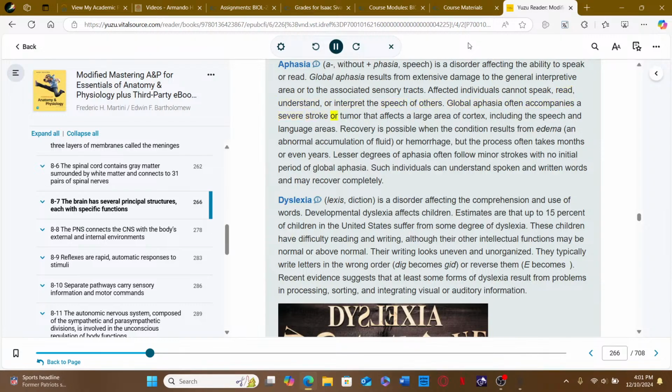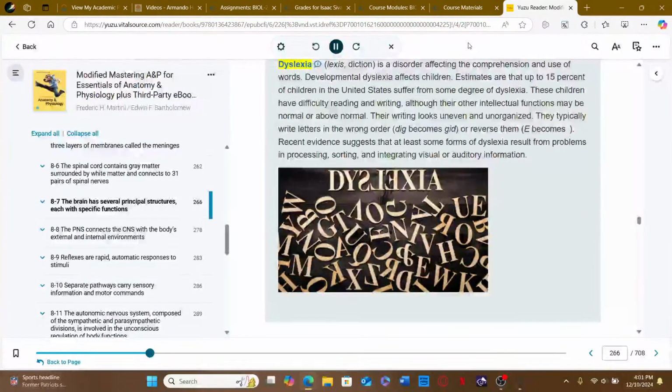Global aphasia often accompanies a severe stroke or tumor that affects a large area of cortex, including the speech and language areas. Recovery is possible when the condition results from edema, an abnormal accumulation of fluid, or hemorrhage, but the process often takes months or even years. Lesser degrees of aphasia often follow minor strokes with no initial period of global aphasia. Such individuals can understand spoken and written words and may recover completely.